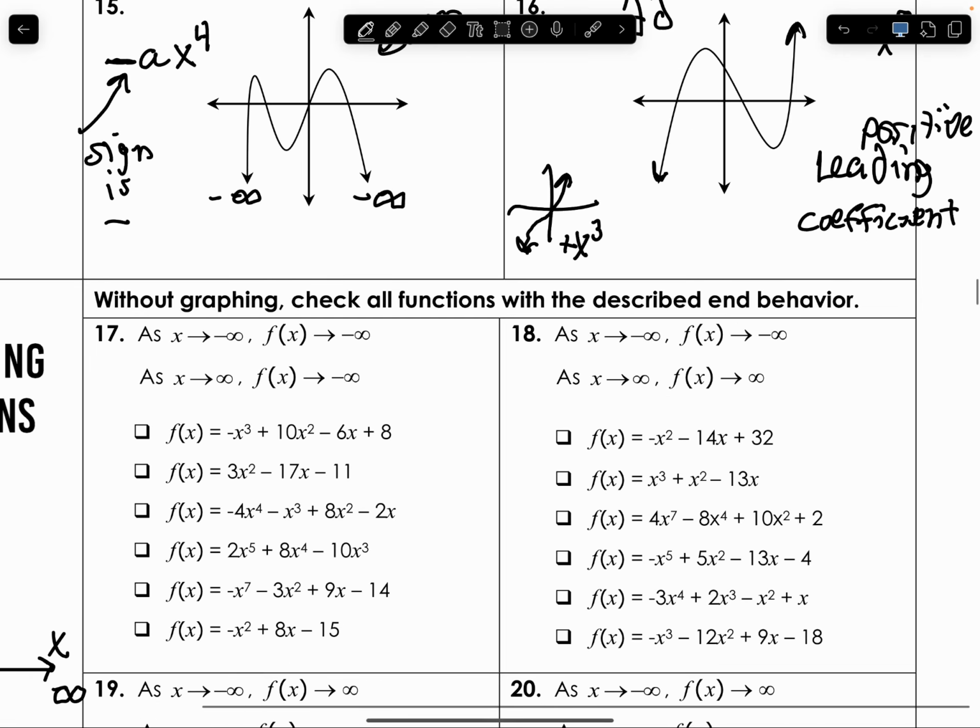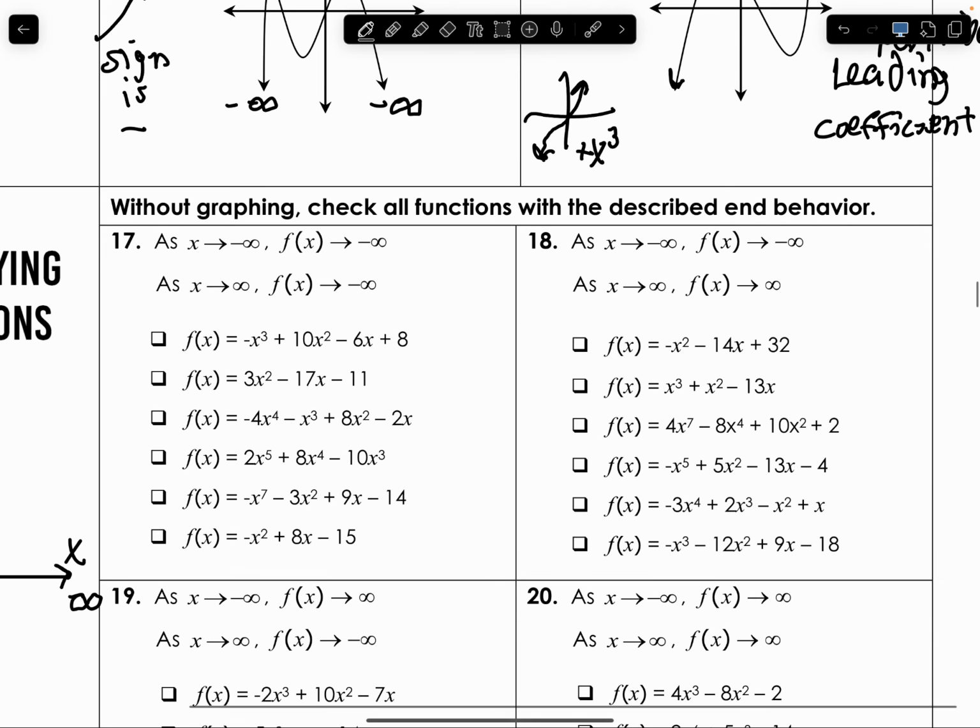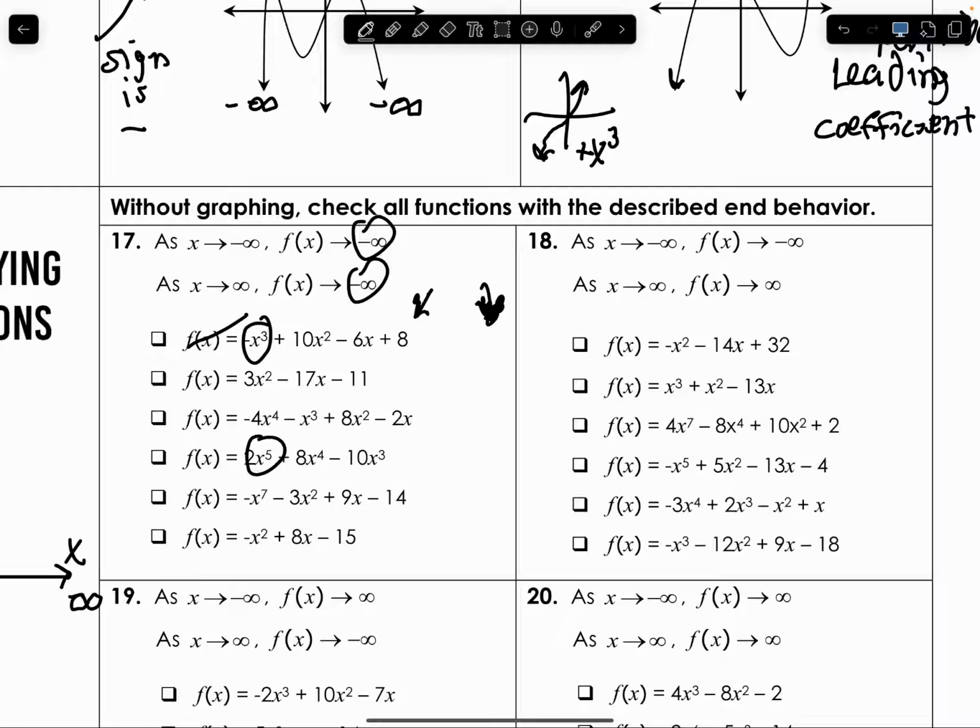Without graphing, check all the functions with the described end behavior. So we need something that has negative, negative, so both going down. So we know that it's an even function. So it couldn't possibly be that one. No. What else is it? Odd numbers? Any odd numbers, there's no way. Even function with a negative in the front, that's the only way that it's going to be going down in both directions. It would have to have a negative sign in the front. That one does not. So therefore, that one is out.